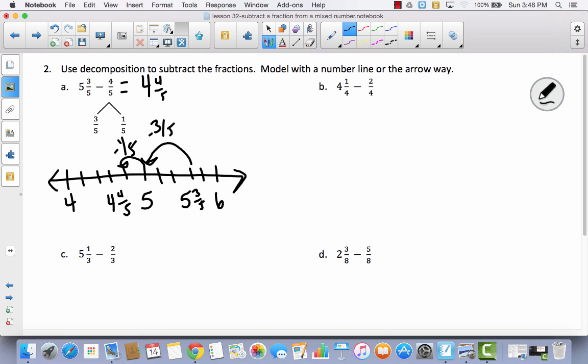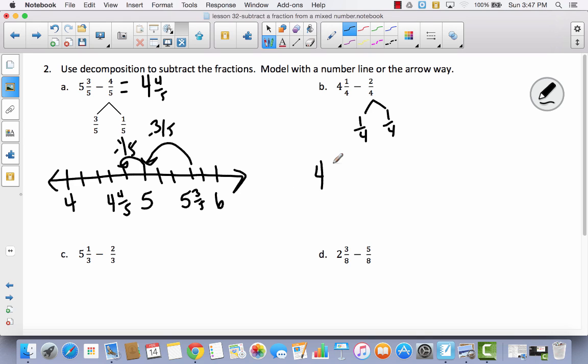Okay, for B, I'm going to decompose, but this time I'm going to use the arrow way. Okay, so I'm going to decompose this 2/4 into 1/4 and 1/4. The reason why I'm decomposing it this way is because I can take away 1/4, and then I'll have to take away one more fourth so that I can take away the total. But I'm doing it this way because I can easily take away 1/4.